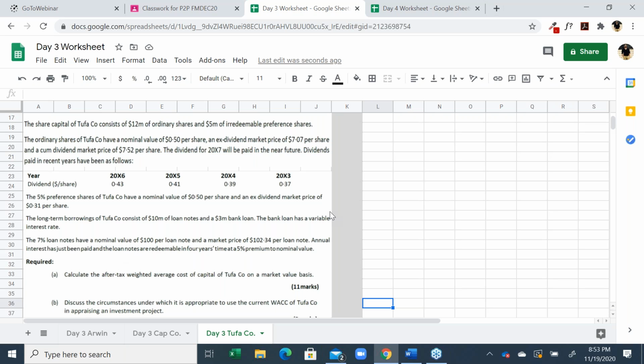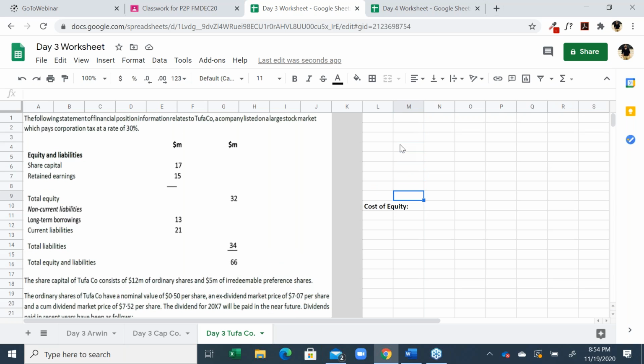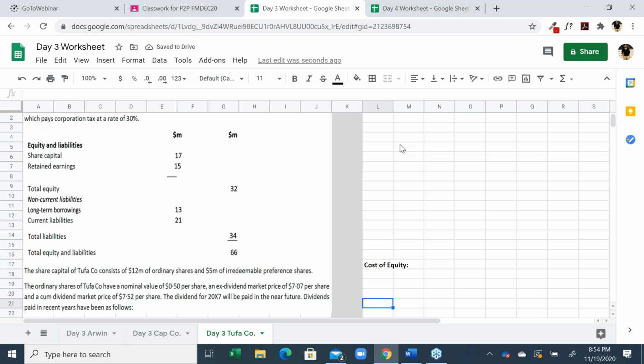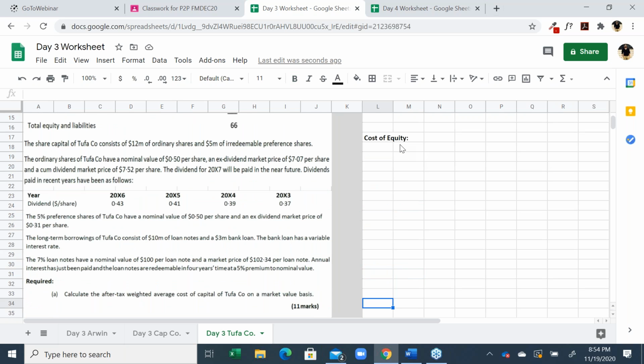From the question we can easily find out the method that we are going to use for calculating the cost of equity. So it's the dividend valuation model, because all the information mentioned in the question is related to the dividend growth model, right?